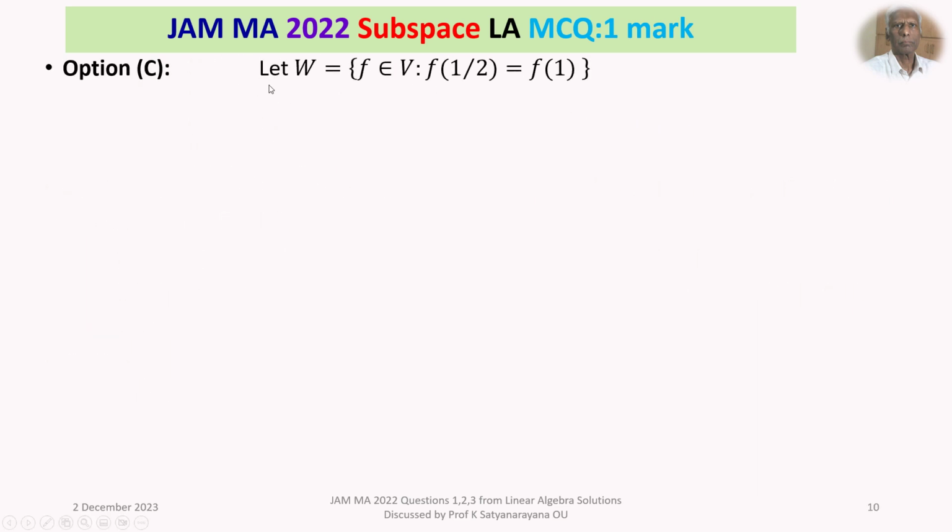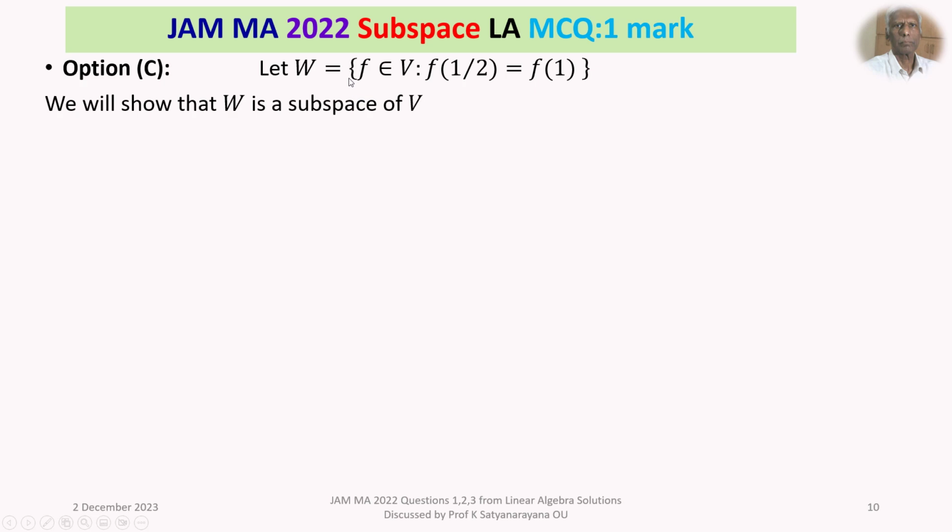So let us call this subset W. W is equal to the set of all polynomials belonging to V whose value at 1 by 2 is the value of the polynomial at 1. It is non-empty because obviously the 0 polynomial, its value at 1 by 2 is 0, and its value at 1 is 0. Therefore, they are equal, so the 0 polynomial belongs to W. It's a non-empty subset, and it is obviously a subset of V. So we will show that W is a subspace of V.